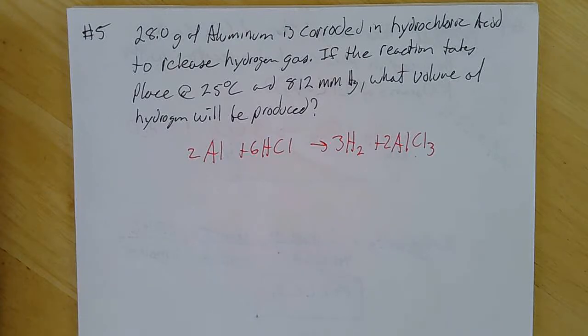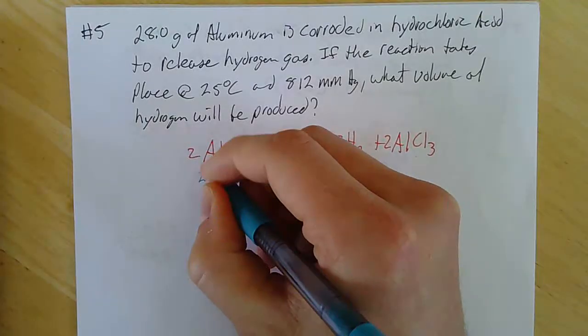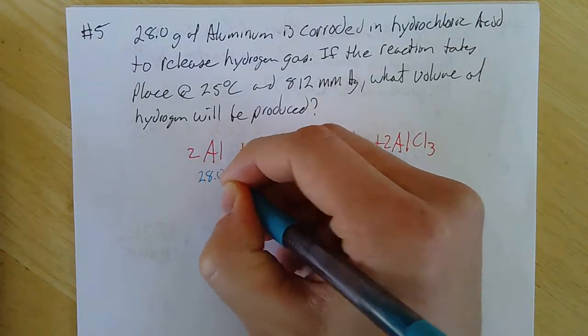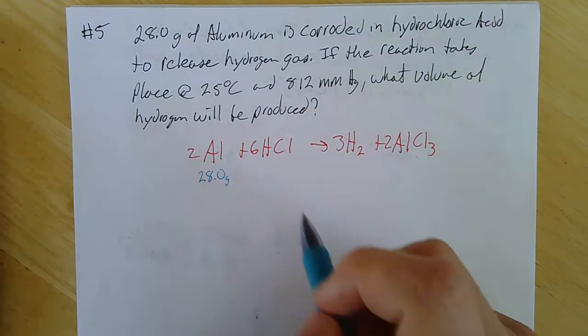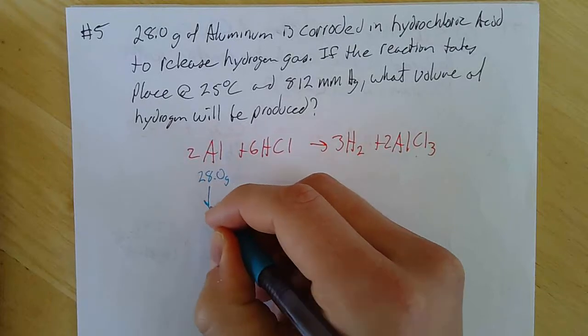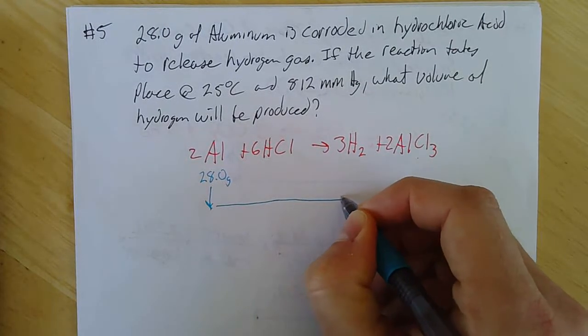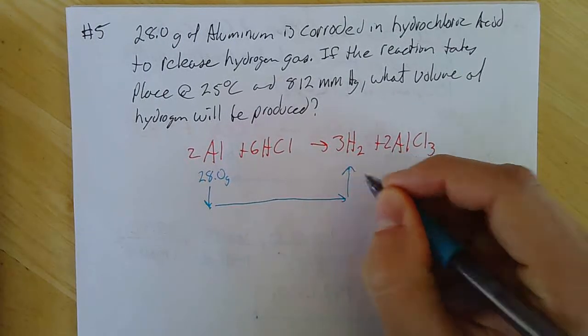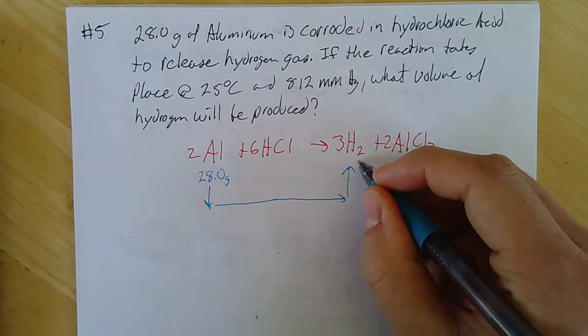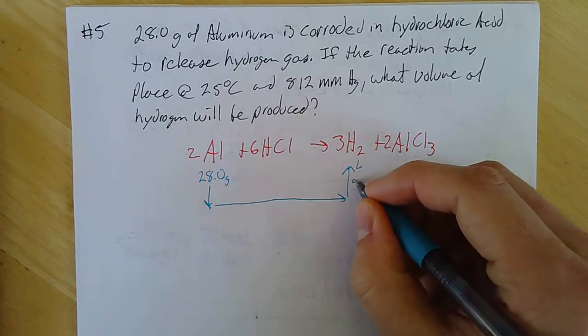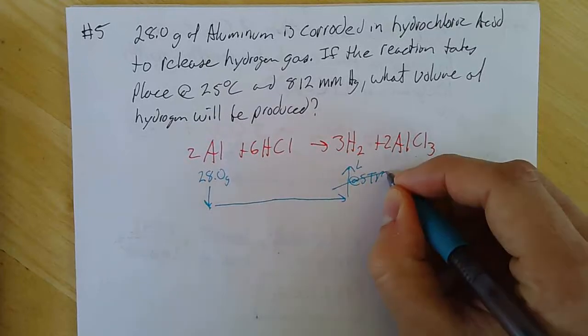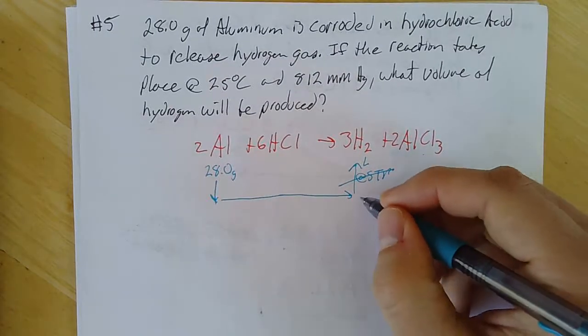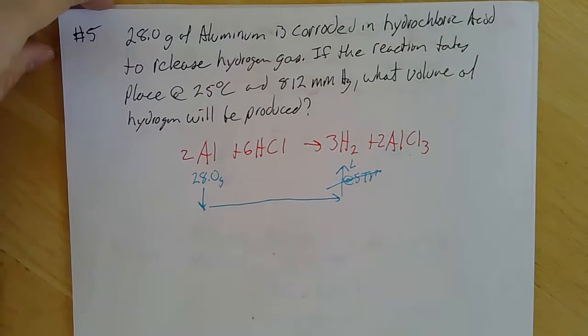So our next step is, what do we have? We have 28.0 grams of aluminum, and what we want to know is how much hydrogen we're going to produce. So we go down, we go over, and we want to be able to go up. But the only way we can go up to get to liters is if we're at STP, and we're not, so we can't do that. So we're going to stop right here, and I'll show you what we're going to do.